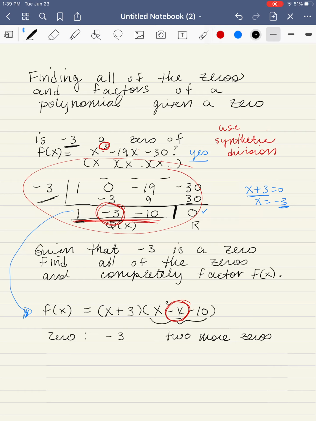So let's go back and reiterate what's happening here. -3 was a 0. We did the polynomial division with -3. We got x squared minus 3x minus 10 as my polynomial. So we have 1 zero. To find my other two zeros, I can factor. I already have x plus 3. I can factor x squared minus 3x minus 10. I'd like you to go ahead and do that factorization and find the other two zeros.